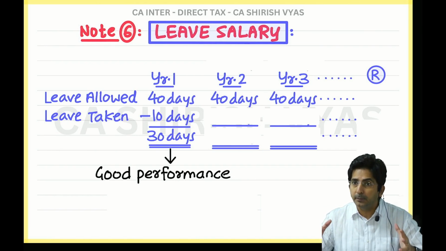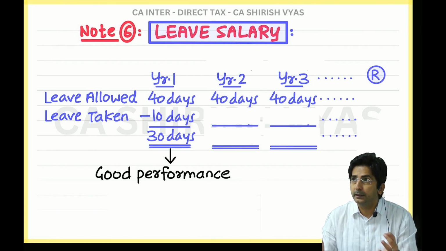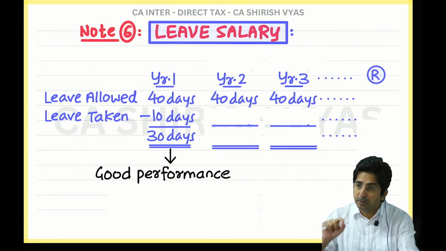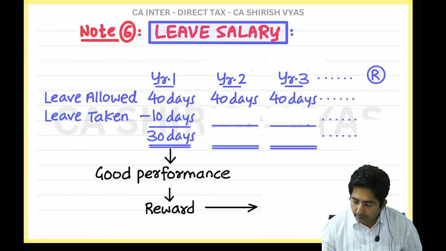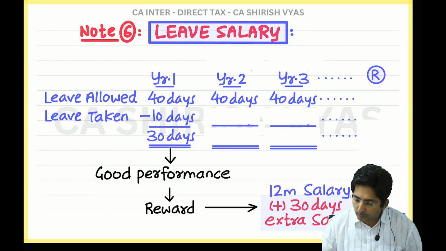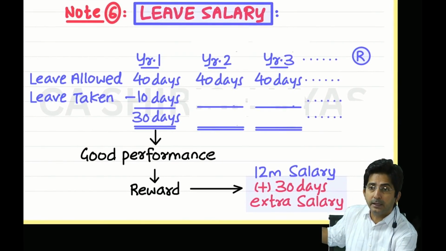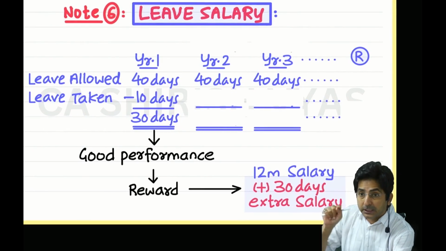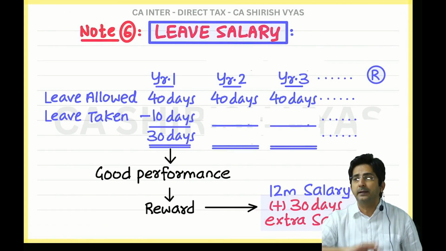This settlement is done at the end of the year. At the end of the year, usually you get 12 months salary. You will get that plus extra 30 days salary. Look at the screen. With your 12 months salary, you will get plus 30 days extra salary. And this extra thing which you are getting is called leave salary.